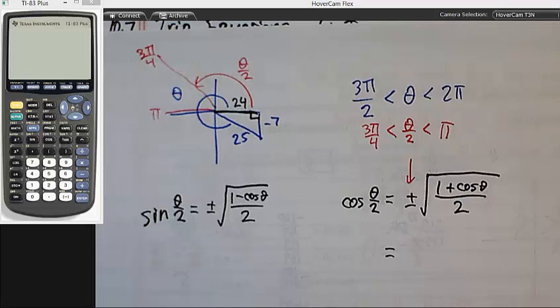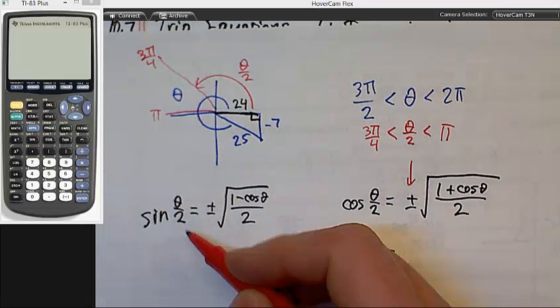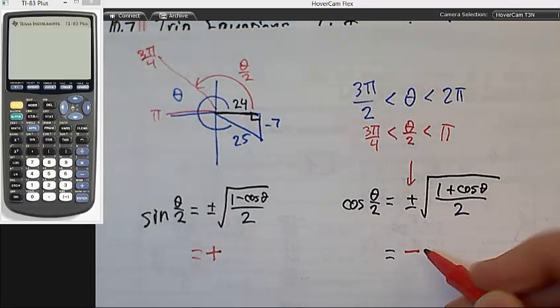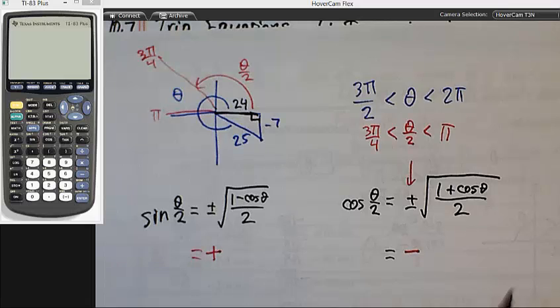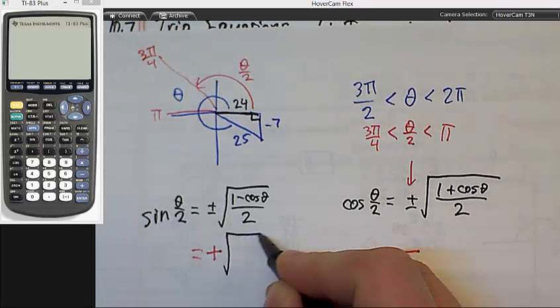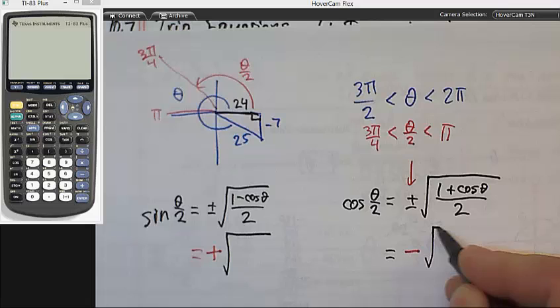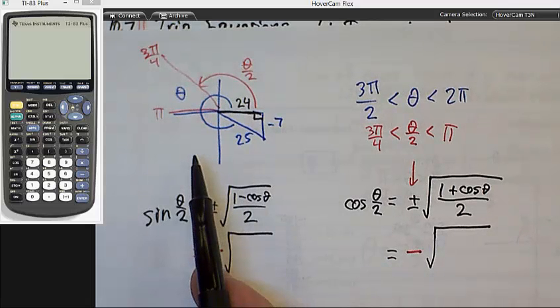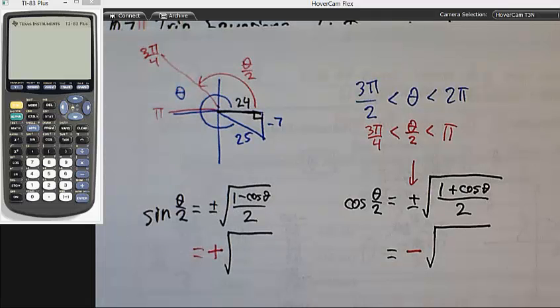So when you're trying to figure out which one to use, if I was talking about the sine of theta over 2, I would choose positive. But if I'm talking about the cosine of theta over 2, I would choose negative. Does that make sense to people? It has to do with the picture of where theta over 2 is. Caitlin, I don't know a better way to show you than just to show you that picture. Does that make sense?